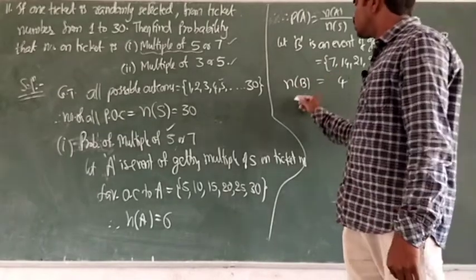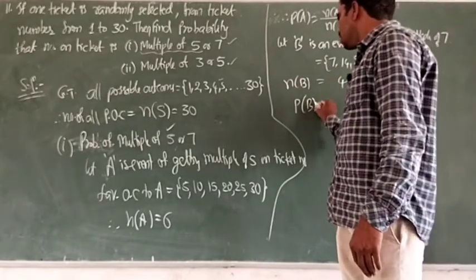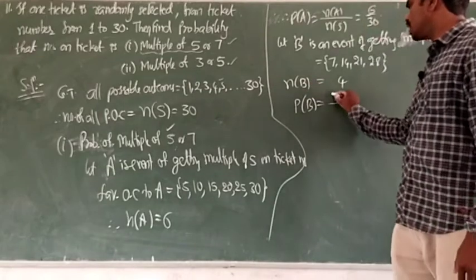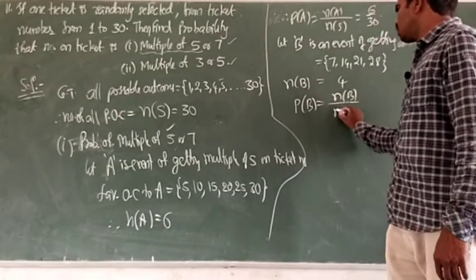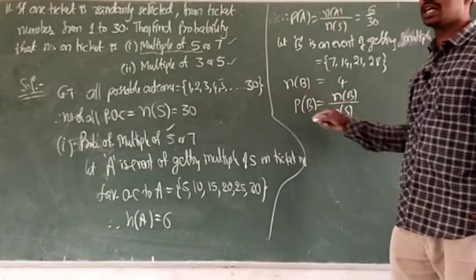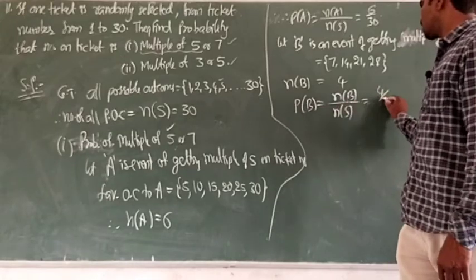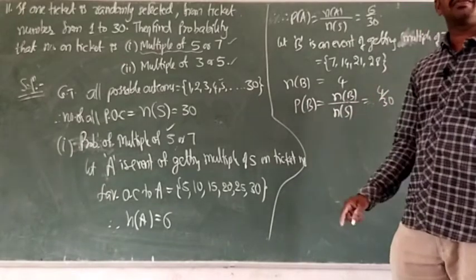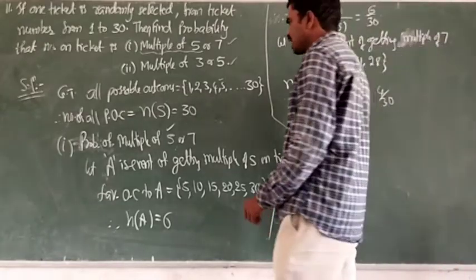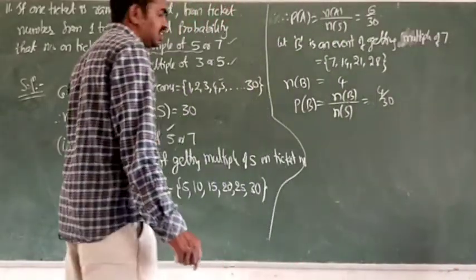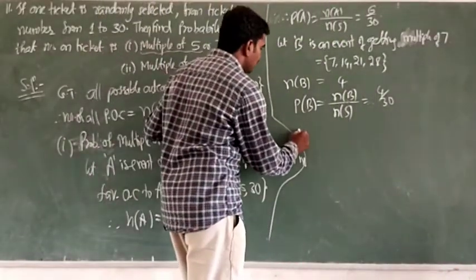So for this B, what is the probability of B? The formula is favorable outcomes to B, that is n of B, by the total number of possible outcomes, total 30. So it becomes 4 by 30. We got P of A and P of B. So can we get a common multiple of 5 and 7?